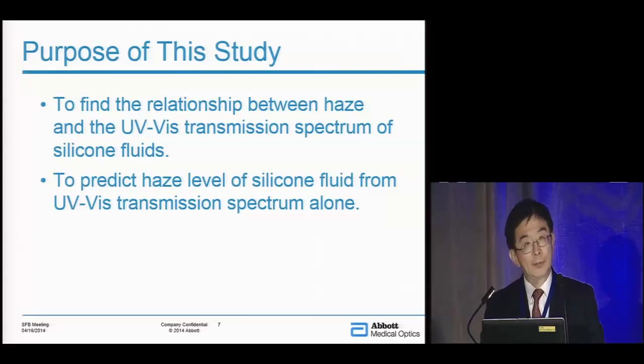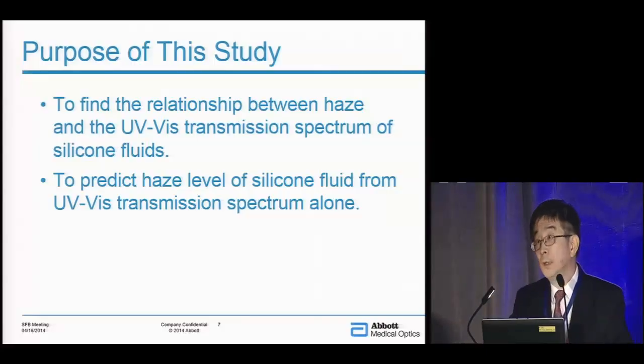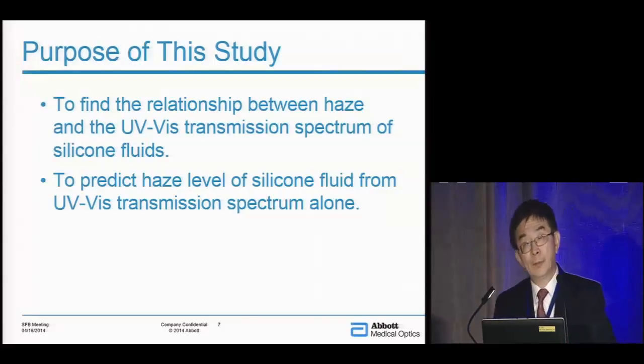You say 400 is 80%, 500 is something else. It's difficult to describe. So we try to predict the haze level of silicon fluid from the UV transmission spectrum alone. What it means is, if people ask what the haze of this material is, and you don't have a haze photometer to determine the haze level, then if you have the UV spectrum, we can predict your haze level from the UV spectrum alone.